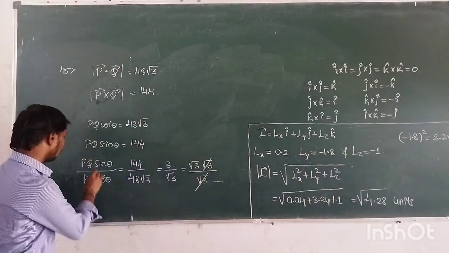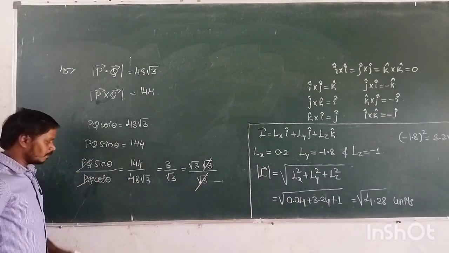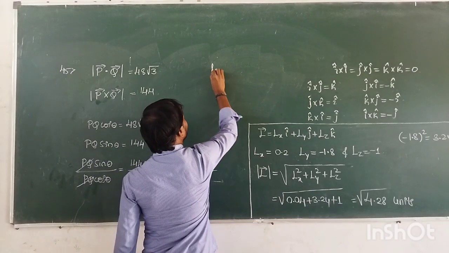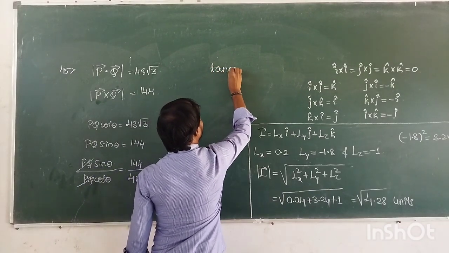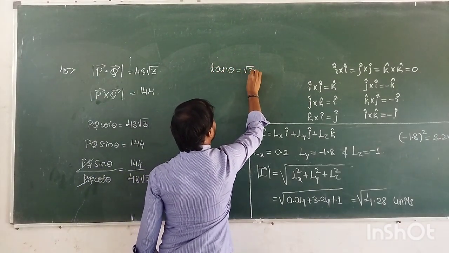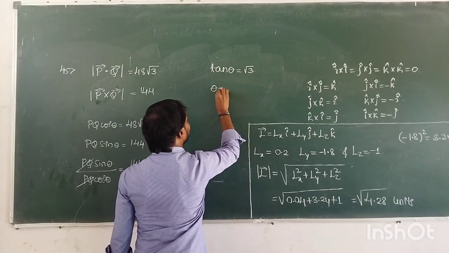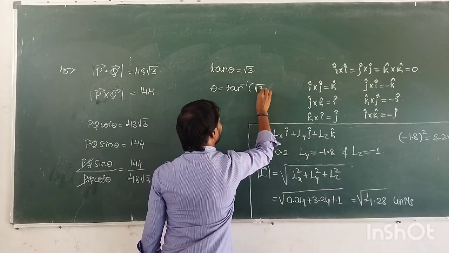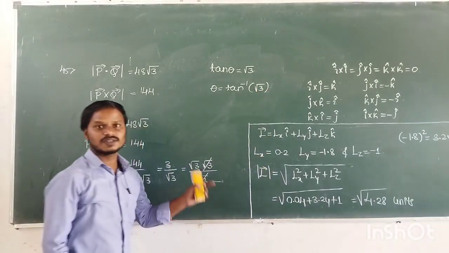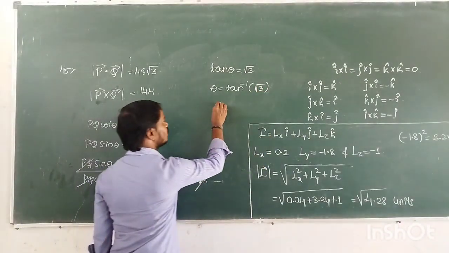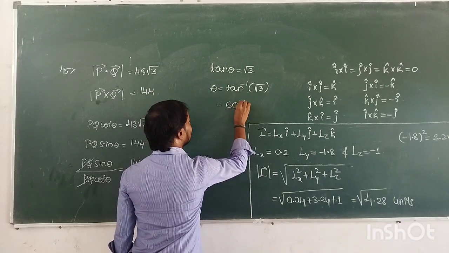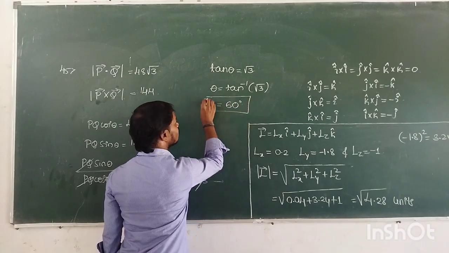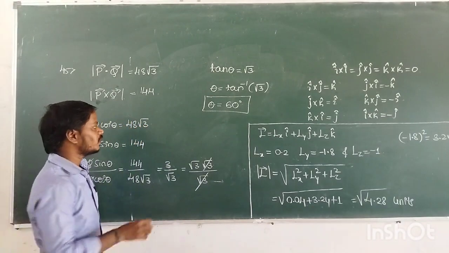Then PQ gets cancelled. Then sin theta by cos theta is tan theta. Tan theta is equal to root 3. Then theta is equal to tan inverse of root 3. So for what angle is the tan value root 3? That is for 60 degrees. Hence the angle between the two vectors is 60 degrees.